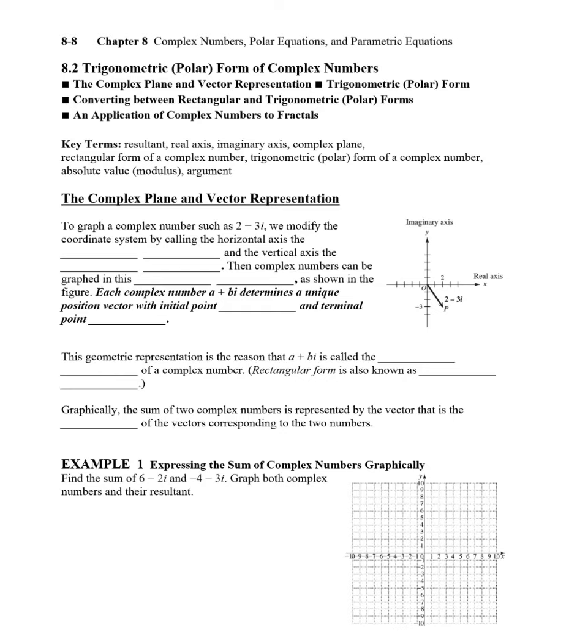This is section 8.2 on the trig or polar form of complex numbers. The complex plane and vector representation. To graph a complex number, such as 2 minus 3i, we modify the coordinate system by calling the horizontal axis the real axis, and the vertical axis is the imaginary axis. Then, complex numbers can be graphed on this complex plane.